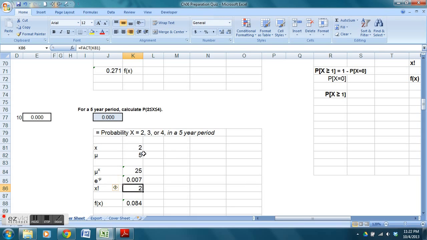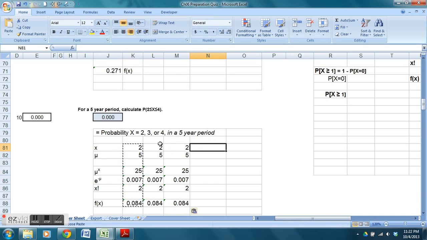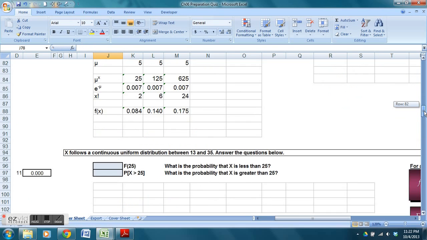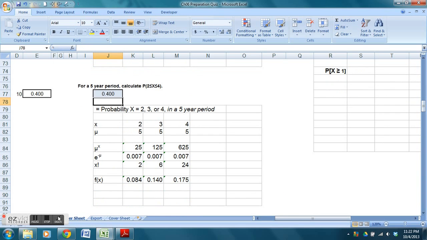Now we have the probability of getting 2 accidents in that interval, and we are interested in between 2 and 4 inclusive. So that's 2, 3, and 4. Just copy this over, change this to a 3, change that to a 4, and just sum them together. That's it. Poisson distribution under your belt.